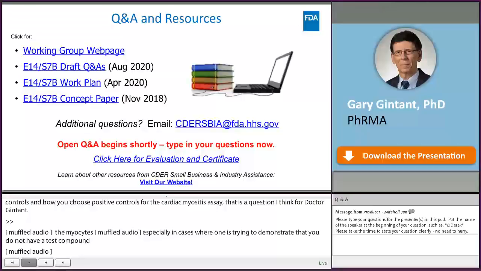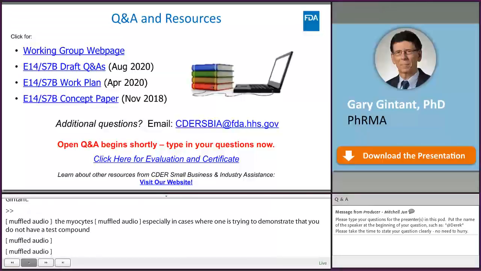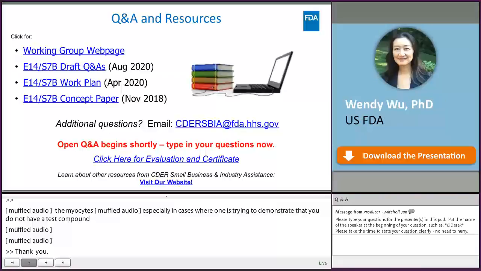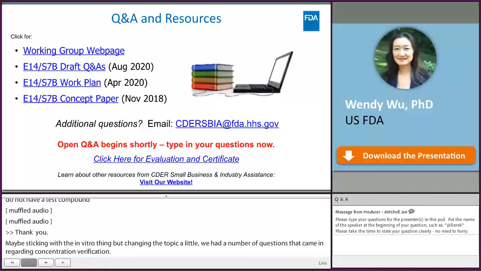Okay, thanks, Gary. Maybe sticking with the in vitro theme, but changing the topic a little. We had a number of questions that came in regarding concentration verification. So perhaps we could start with Wendy, and Wendy, you could give us some of your thoughts on the need for concentration verification in the hERG assay in particular.